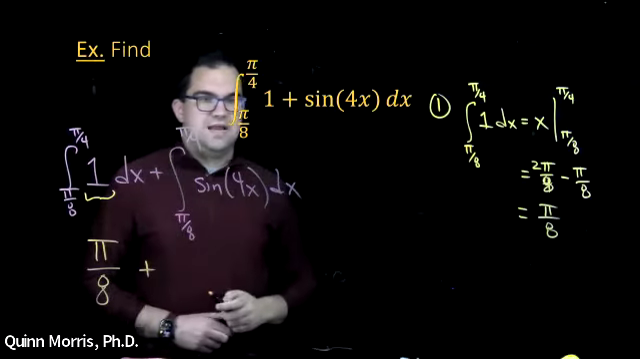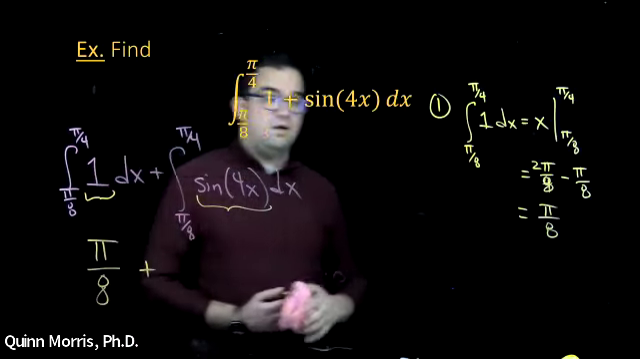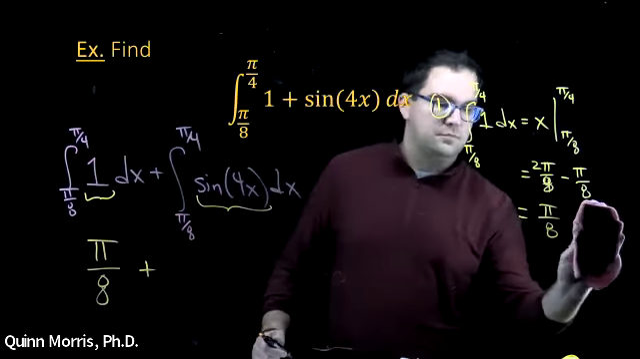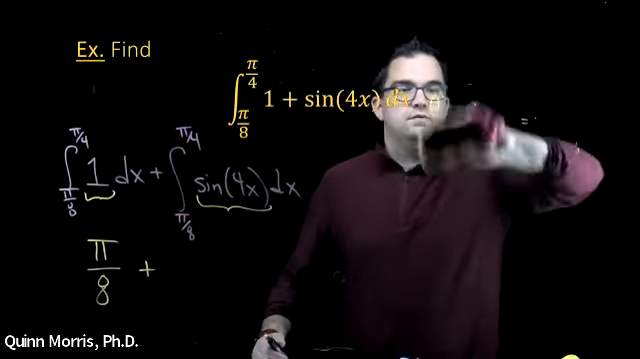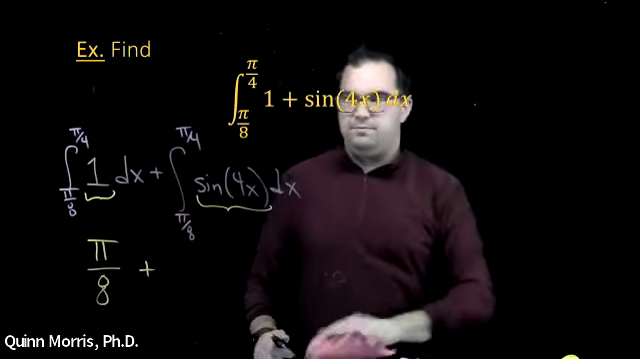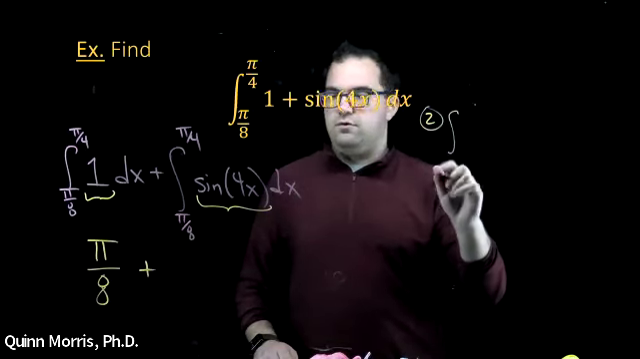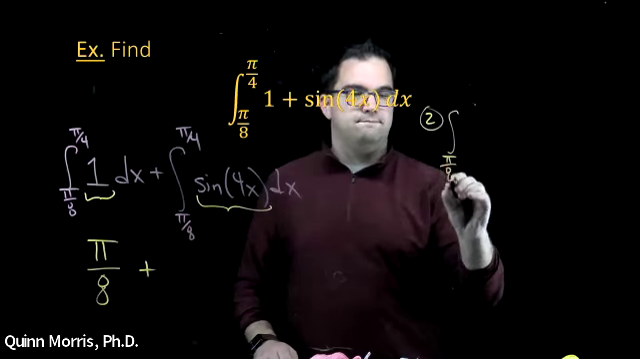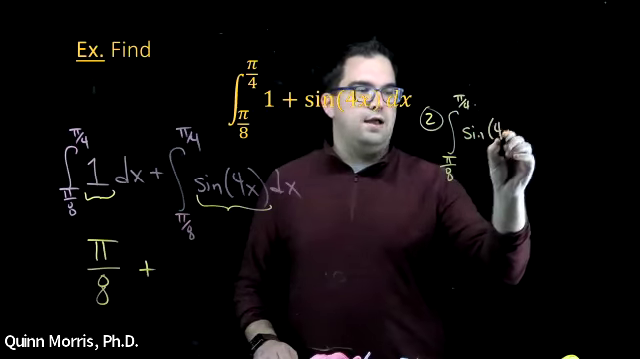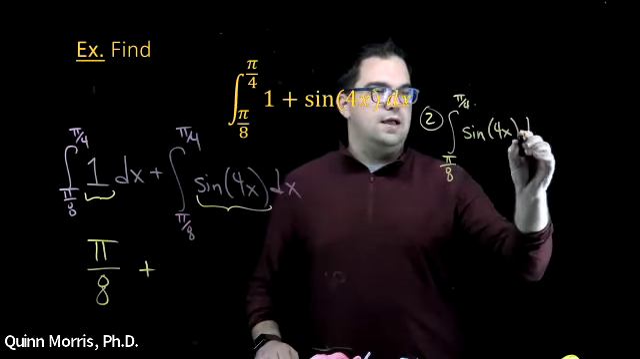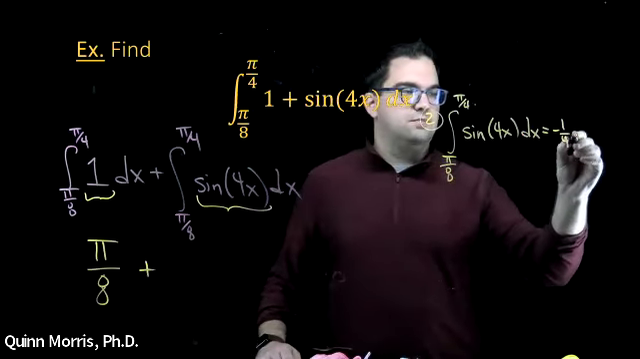Now I need to deal with this second integral, and the first thing I need to do is find an antiderivative of sine of 4x. Well, we've already seen this piece before. So now as I go to deal with the second part, I need the integral from pi over 8 to pi over 4 of sine of 4x dx. Well, that's going to be my antiderivative function, which we've already seen before.